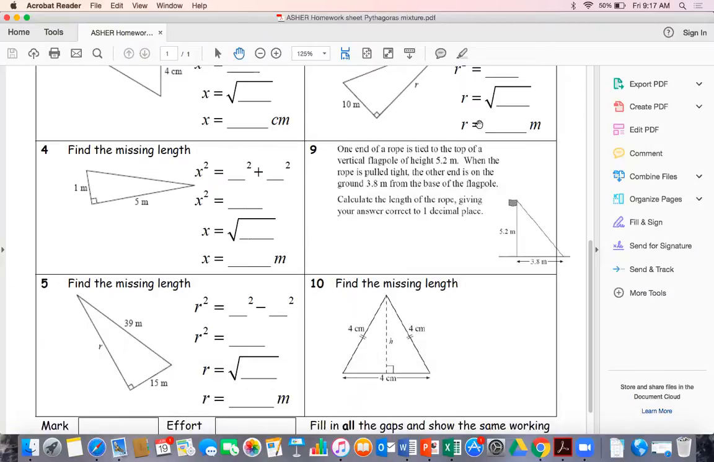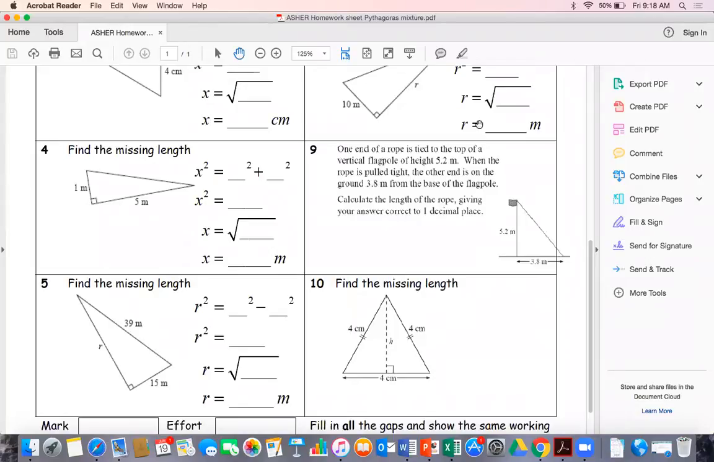Okay, number 9. One end of a rope is tied to the top of the vertical flagpole of height 5.2. When the rope is pulled tight, the other end is on the ground 3.8 from the base of the flagpole. Calculate the length of the rope, giving your answer to one decimal place. What do you all get? 6.4 meters. Anyone gets any other answers?